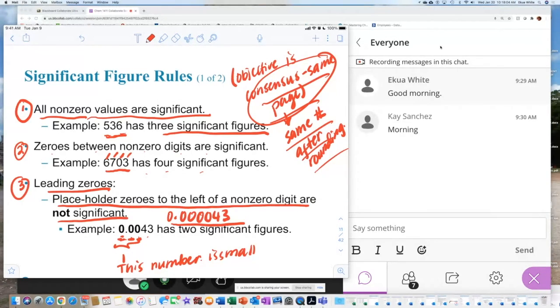Does anybody have a question about this part? This part is where it starts to become murky, right? Zeros before a non-zero number are not significant.